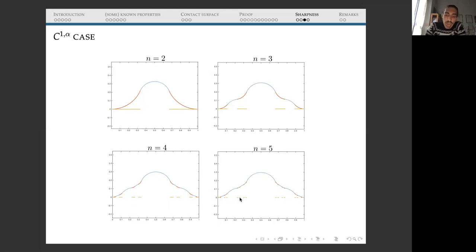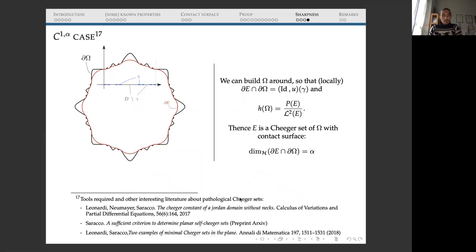Okay, so how do we put the last piece together? This is how it looks like. Sorry. Some water. Okay, this is how it looks like.